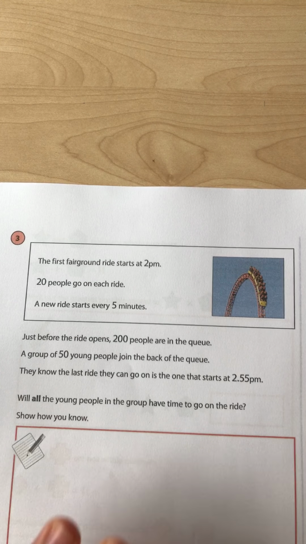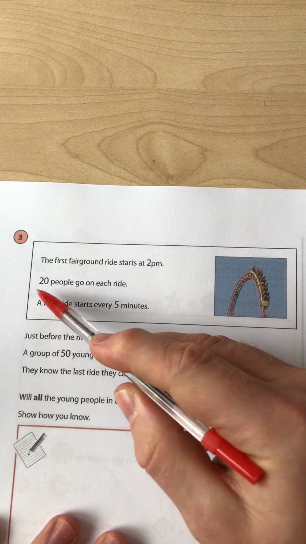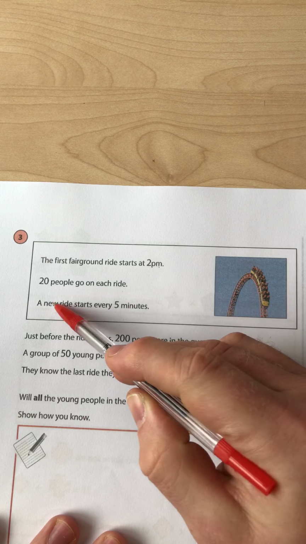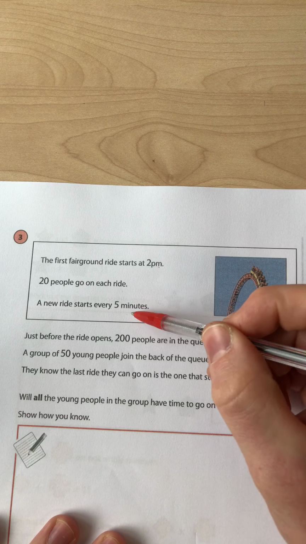Quite a lot of reading with this one, so let's take our time. We know it starts at 2 PM, that's going to be the first ride, and 20 people can go on each ride, and a new ride starts every 5 minutes. So we know there's a ride at 5 past, 10 past, quarter past, etc.